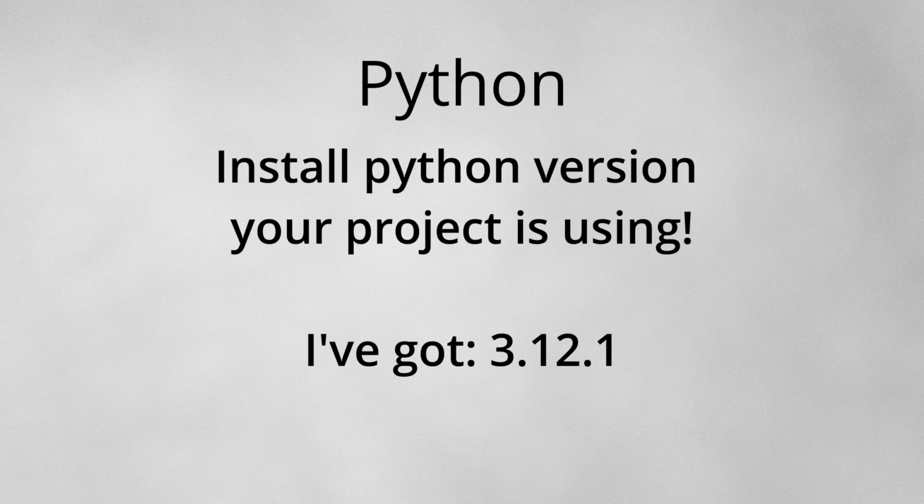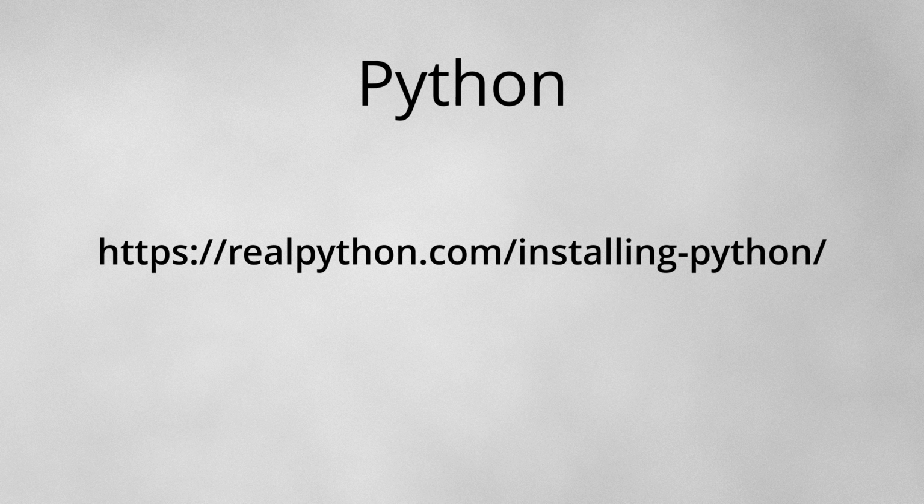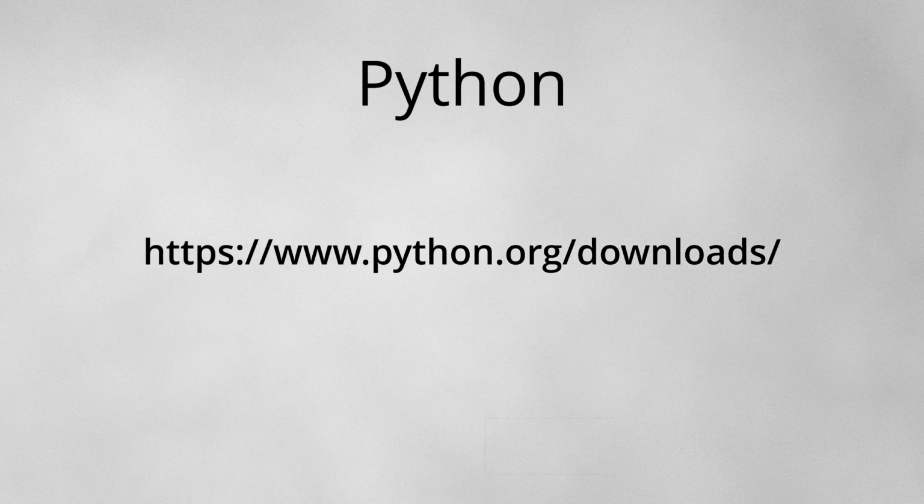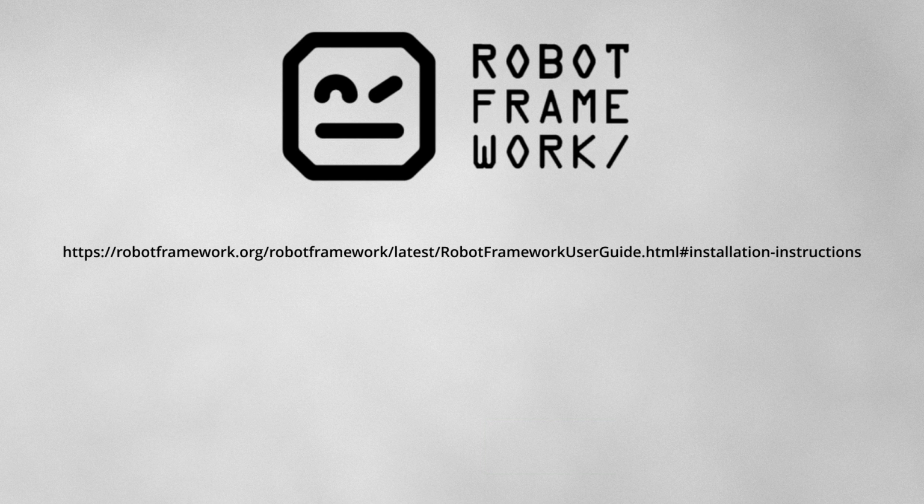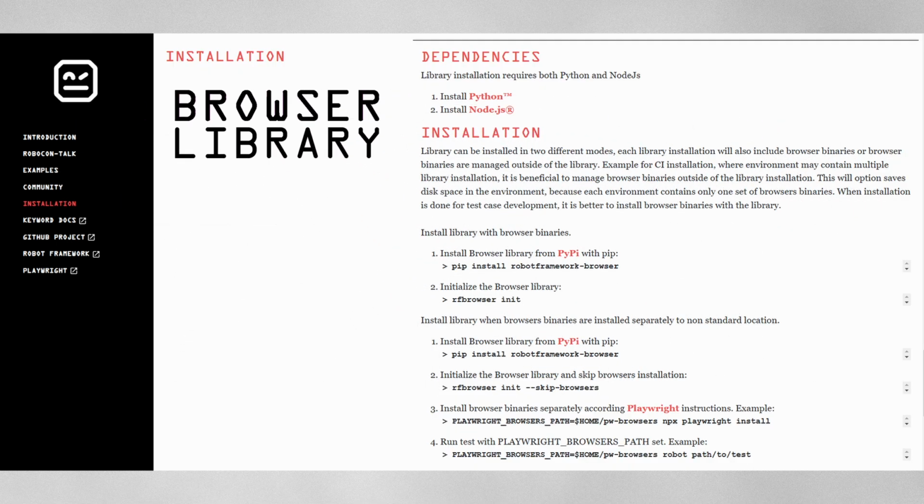For Python, you better install the version your project is using, or the latest one. Right now I have version 3.12.1. How to install Python can be found here. Links and commands are in the description. Or directly go to this link, select the needed operating system and download it. Then install Robot Framework. The URL is long, but the actual command is short. And then browser library. Do not forget to install Node.js as required.